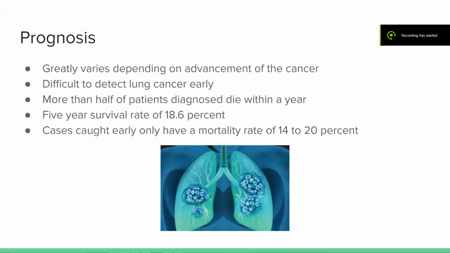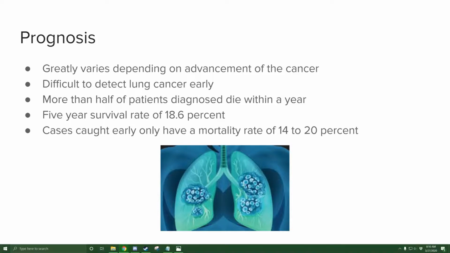The progression of an individual's lung cancer varies greatly depending on when the cancer is found. If it is found early, there are more options for treatment and a higher survival rate. However, it is difficult to detect lung cancer early due to it often not showing symptoms or showing symptoms similar to other diseases like pneumonia.